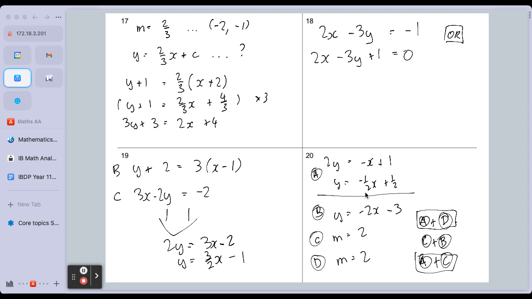So the first one had a gradient of minus a half. The second one had a gradient of minus 2. And then we have C and D as having the same gradient of 2. That was more or less explicitly given to us by the shape of it.